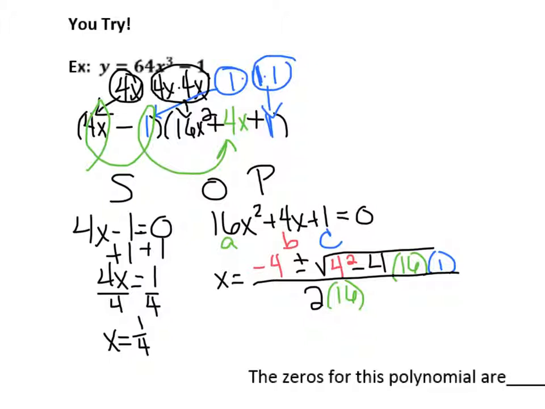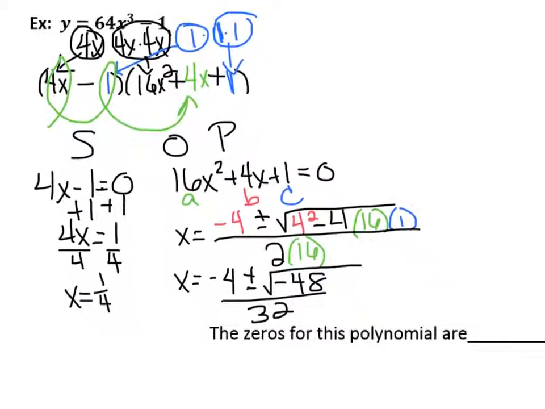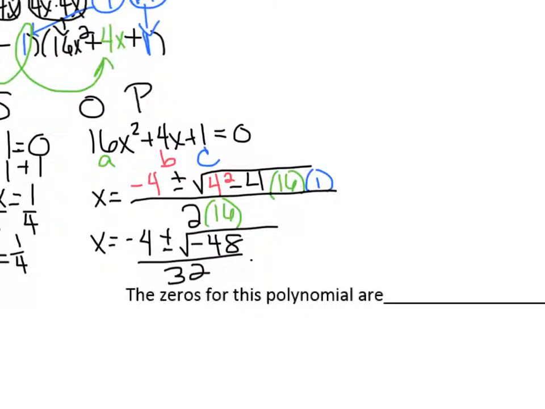Now remember, again, scientific calculator, type directly what is underneath the square root. And that should give you a negative 48. So we have negative 4 plus or minus the square root of negative 48. And then 2 times 16 is 32. Well, first of all, 48 is negative. So we know we're going to be introducing an i here.